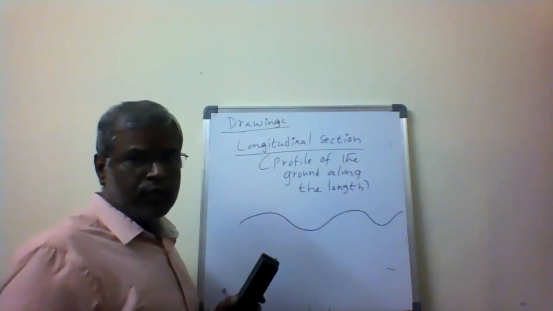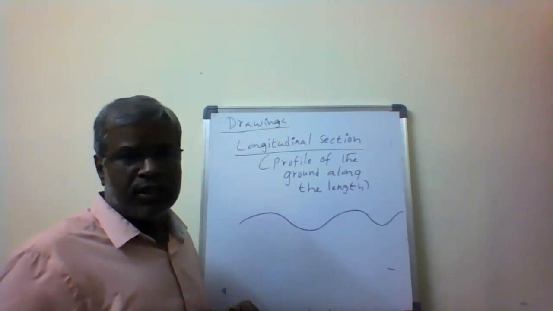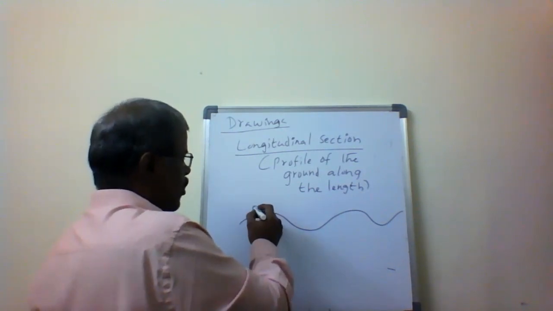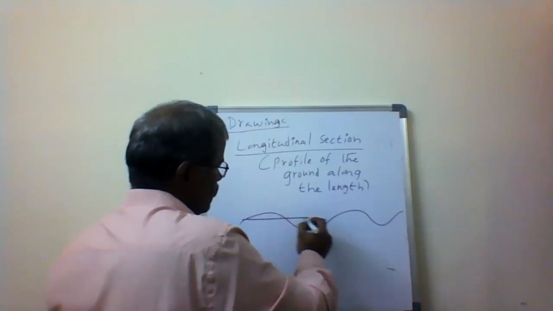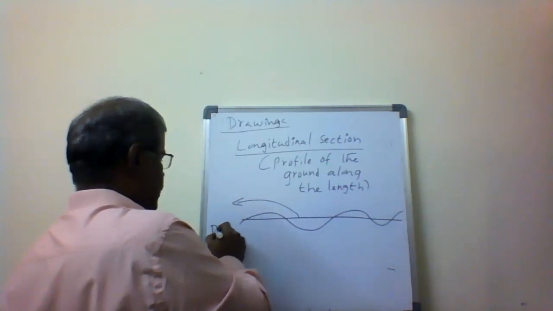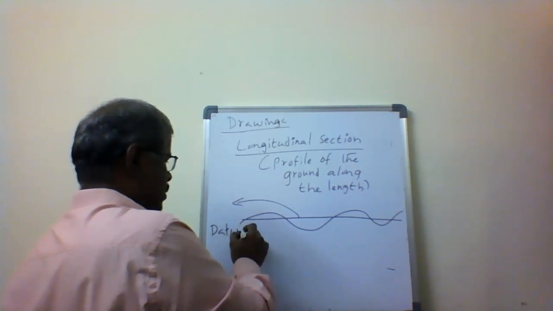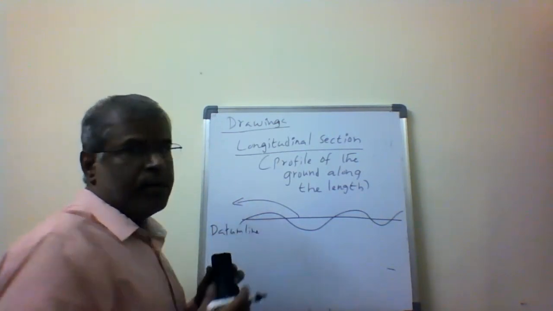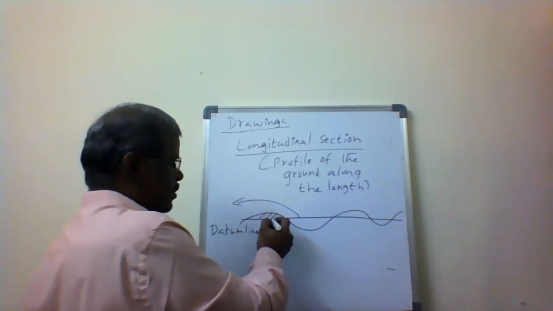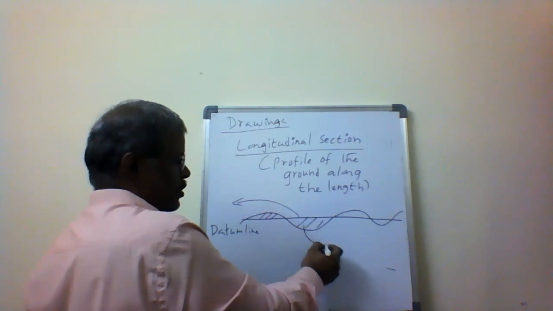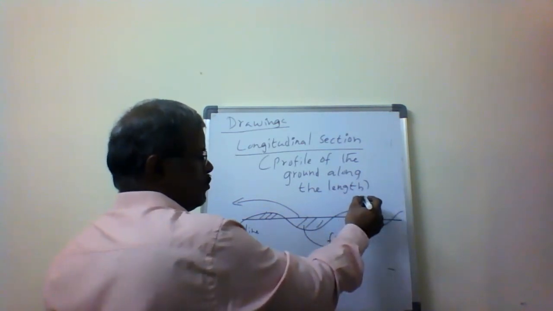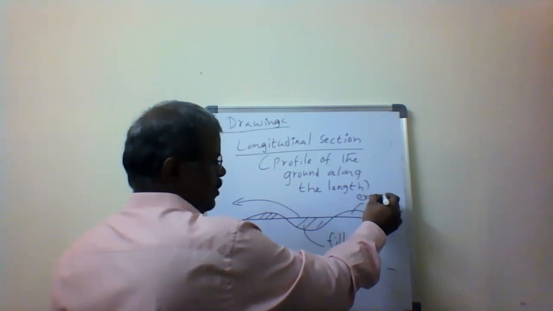The profile of the ground, we are going to be plotting through the elevations of the points along the longitudinal section. Now this is the existing one. I have to propose it like this. This I am going to call the datum line, and this is the existing one. This portion is going to be called filling, and this we are going to call excavating.